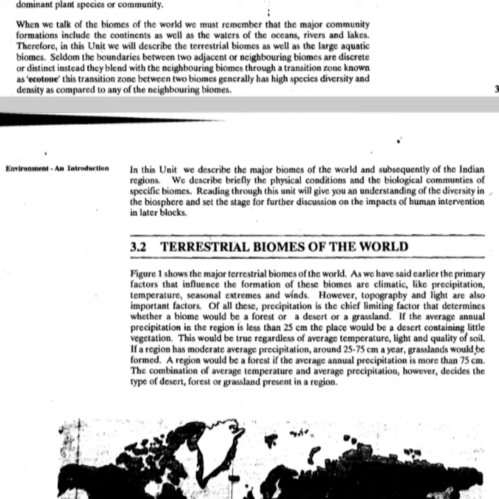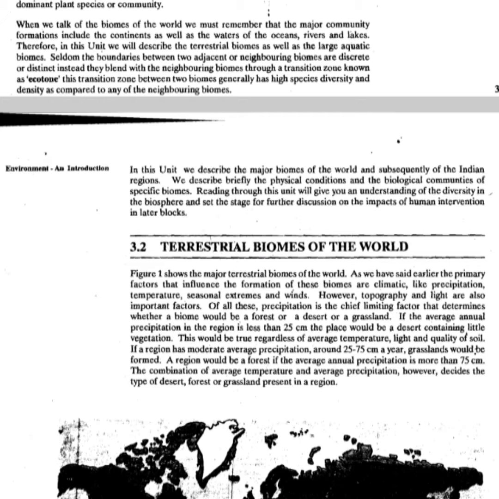Of all these, precipitation is the chief limiting factor that determines whether a biome would be a forest or a desert or a grassland. If the average annual precipitation in the region is less than 25 centimeters, the place would be a desert containing little vegetation. This would be true regardless of average temperature, light and quality of soil. If a region has moderate average precipitation, around 25 to 75 cm a year, grasslands would be formed. A region would be a forest if the average annual precipitation is more than 75 centimeters.